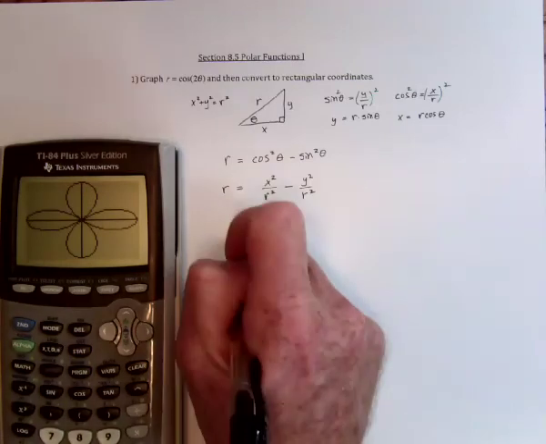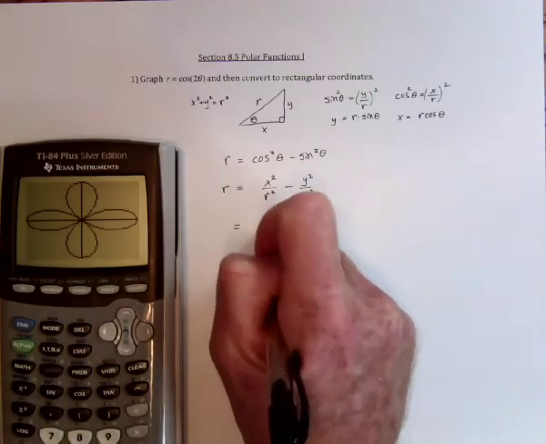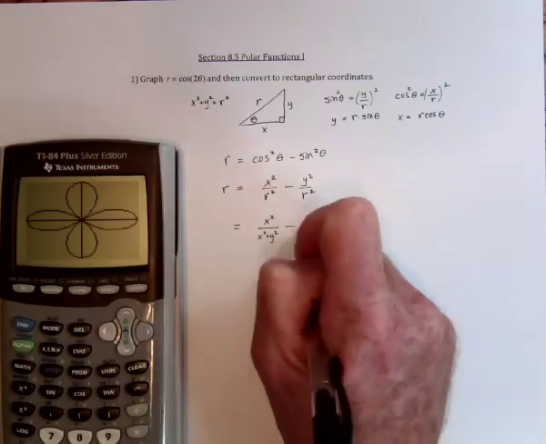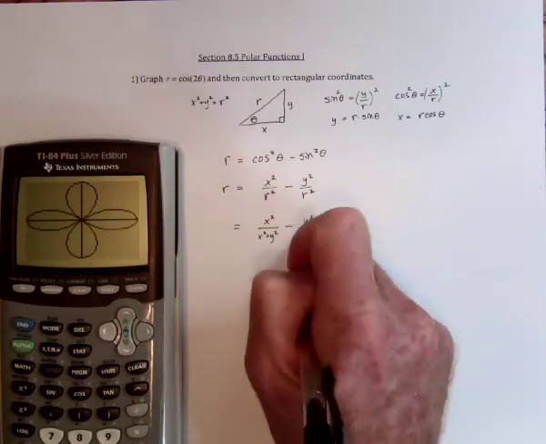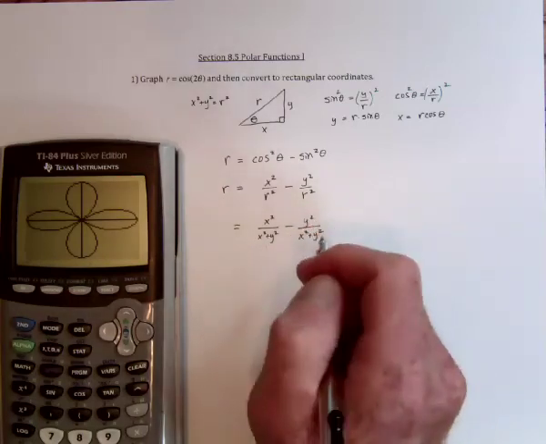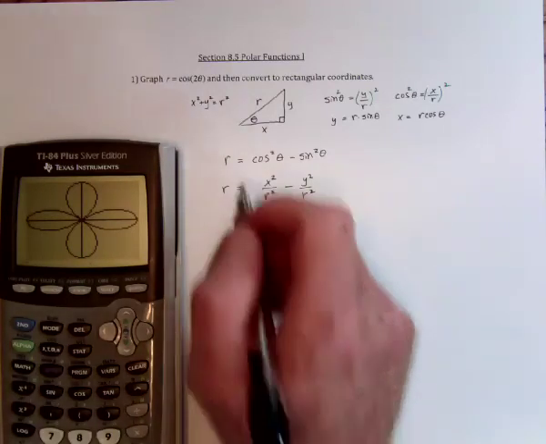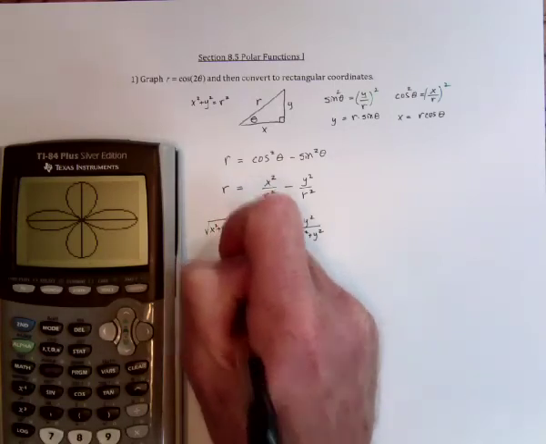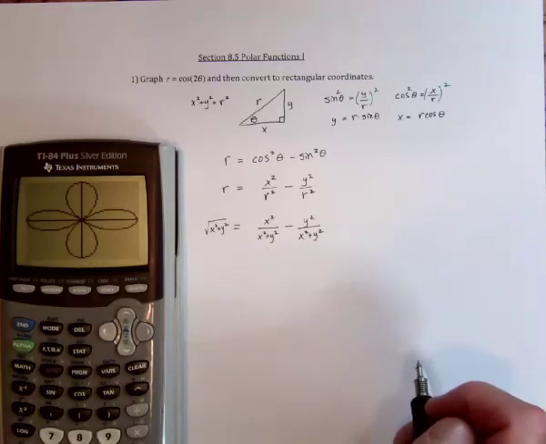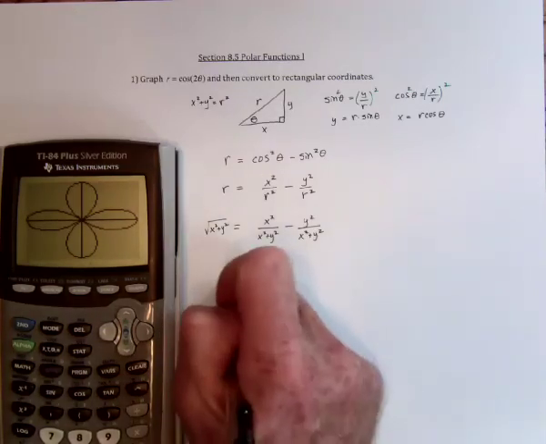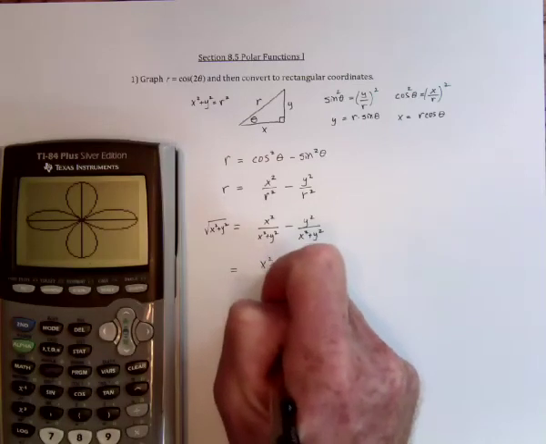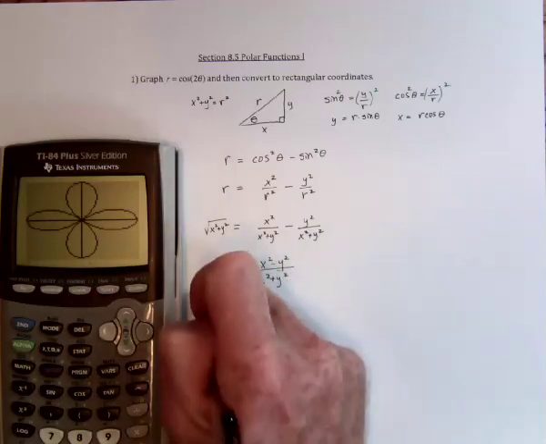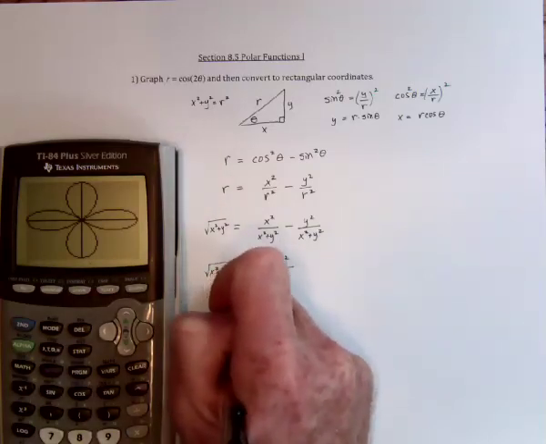And then replace each of these r squares. So x squared over x squared plus y squared minus y squared over x squared plus y squared. And then r is equal to the square root of x squared plus y squared. And then we could combine this side, so it would say x squared minus y squared over x squared plus y squared equals the square root of x squared plus y squared.